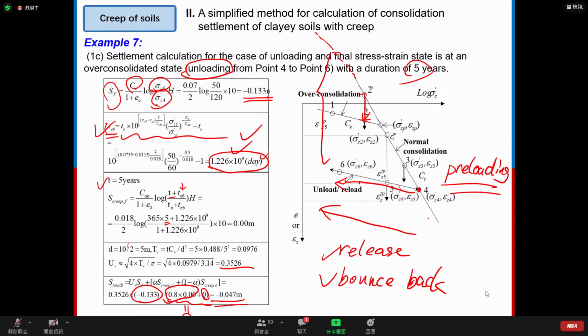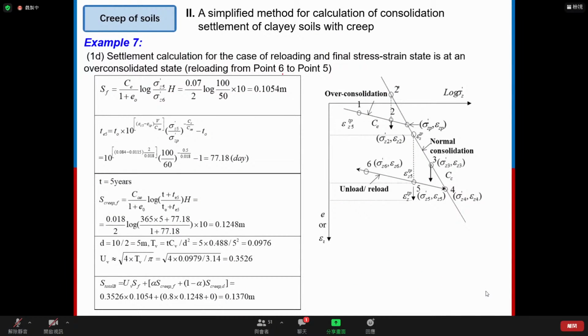This is why we normally adopt the preloading method, also called surcharge or even vacuum preloading method, to reduce the post-construction settlement. You can see the calculation here very clearly, why we adopt this kind of method. Preloading from 0.6 to 0.5 here. This should be no problem.